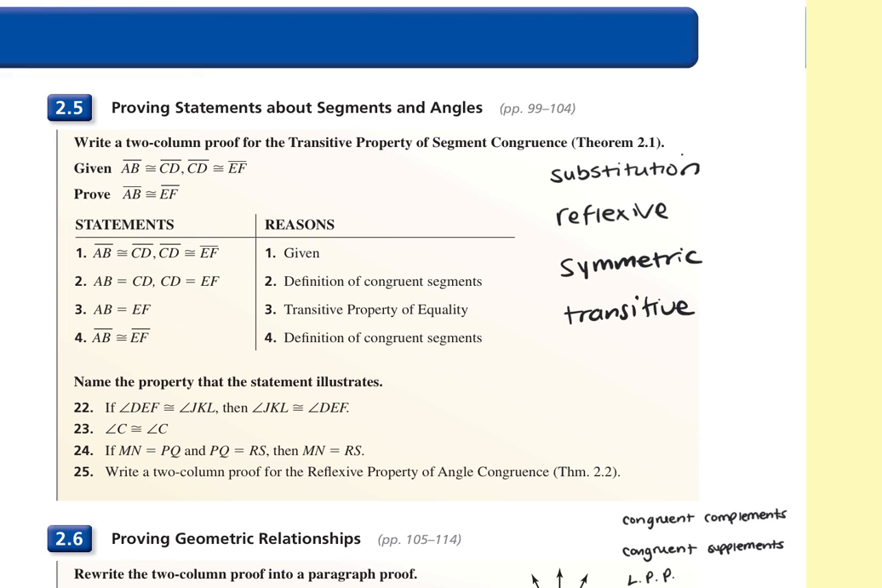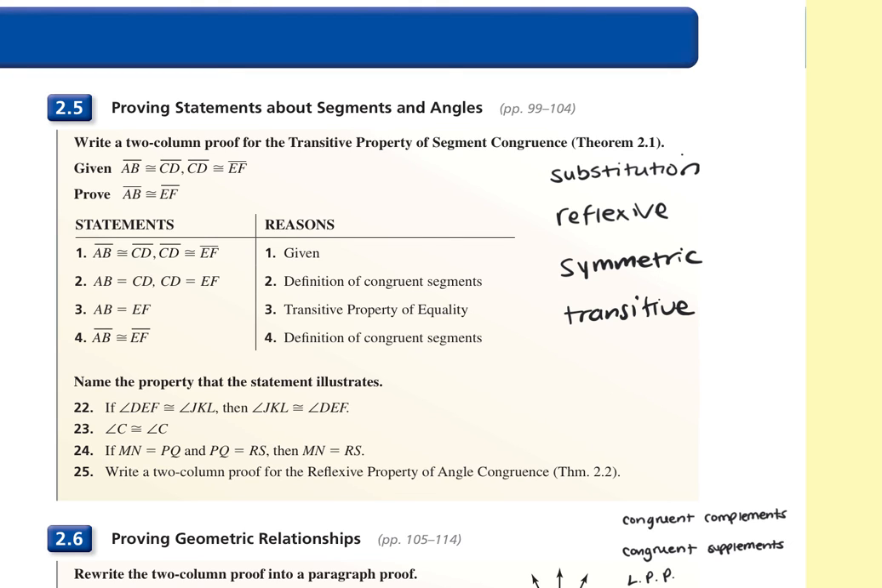So the proof on your test is going to blend 2.5 and 2.6 together. It's got the information from 2.5, but it might have some of the stuff that we covered in 2.6 as far as angles go. And again, it is partially filled in. There's an algebraic proof, and then there's a geometric proof. So one of each.